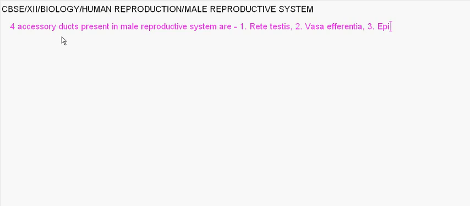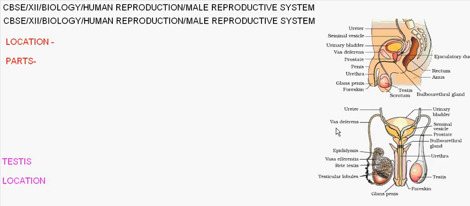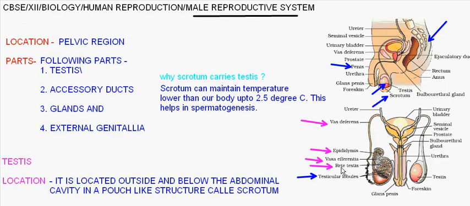Again, we'll go back to page 1. As you can see in this page, retrotestis, this second one, joins seminiferous tubule with vasa efferentia. It acts as the connecting part in between vasa efferentia and seminiferous tubule. Then vasa efferentia comes out of the testis and connects itself with epididymis, and it goes parallel to each testis along the posterior surface, that is the back side.